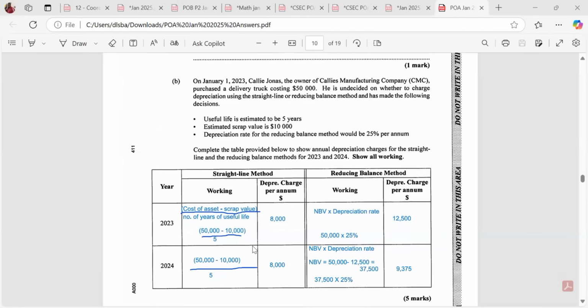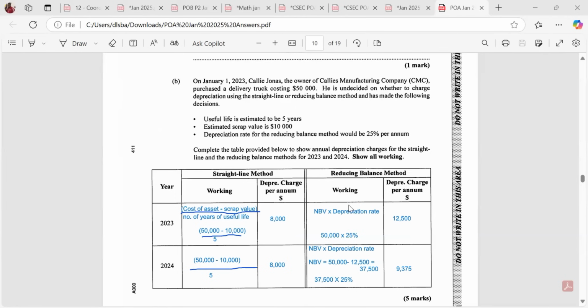Straight line method, the formula is the cost of the asset minus scrap value divided by the number of years of useful life. With the straight line method, the depreciation is not going to change. It's going to be the same every year. So all you have to do is calculate it once, and then you could just put the same amount for 2023 and 2024. Simple as that. So I took the cost of the asset, which is 50,000, minus the scrap value, and then divided by the number of years of useful life. 50,000 minus 10,000 is 40,000. 40,000 divided by 5 is 8,000. So that is for the 2 years.